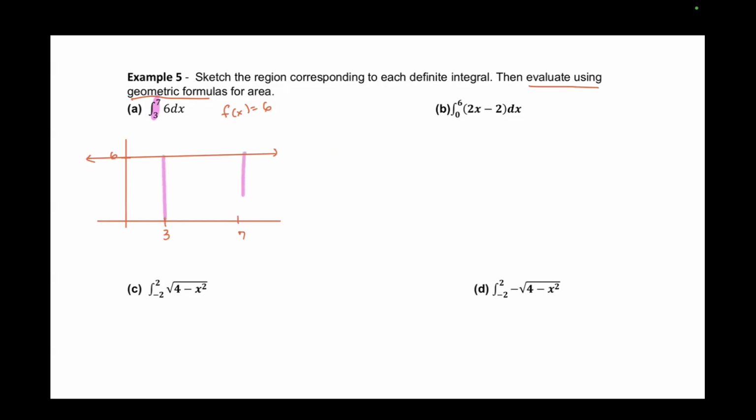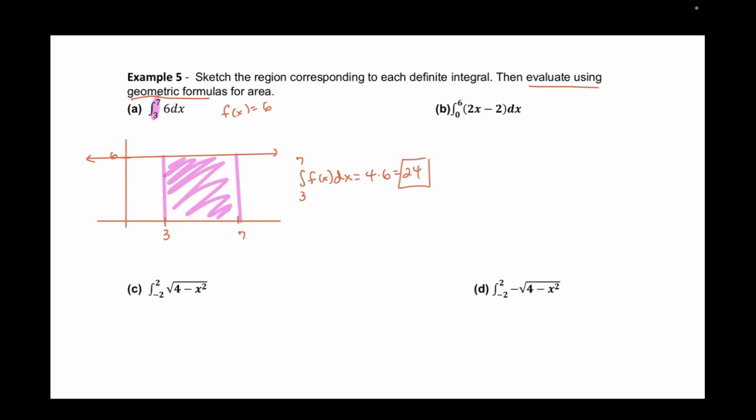So if I highlight that, kind of missed my 7. Let's try that again. And it's this area. Hey, that's just a rectangle. That's a pretty easy one to find the area of. So the integral from 3 to 7 of f of x dx, the width of that is 4, the height is 6, the answer is 24.